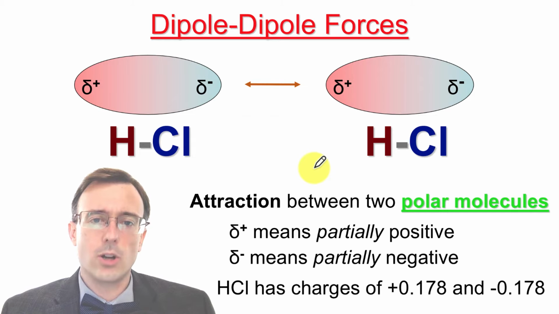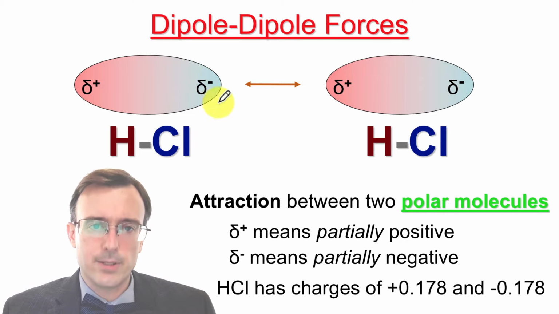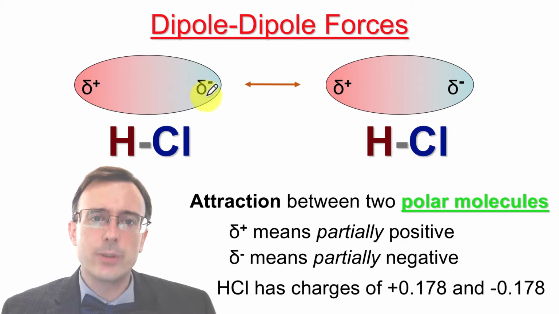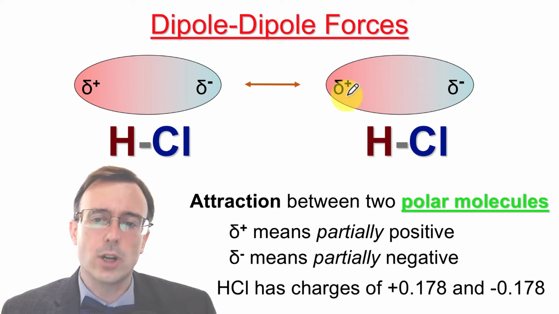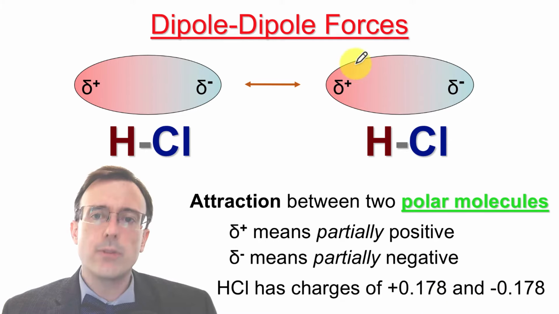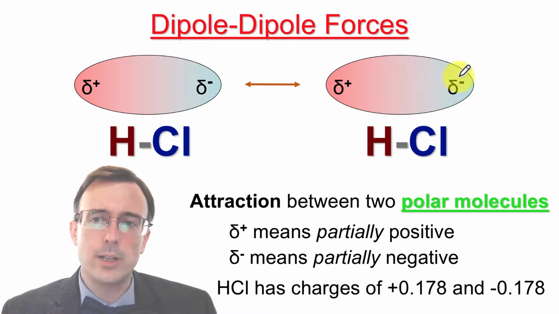And just to make sure we're all on the same page, what do these different symbols mean? This is a lowercase delta negative, and this is a lowercase delta positive. The lowercase delta negative means partially negative, meaning smaller than 1, and this is a partially positive charge, which means it's a less than positive 1 charge. And so the actual numbers for hydrogen chloride are positive 0.178 and negative 0.178. So you have a much smaller than positive 1 and negative 1.